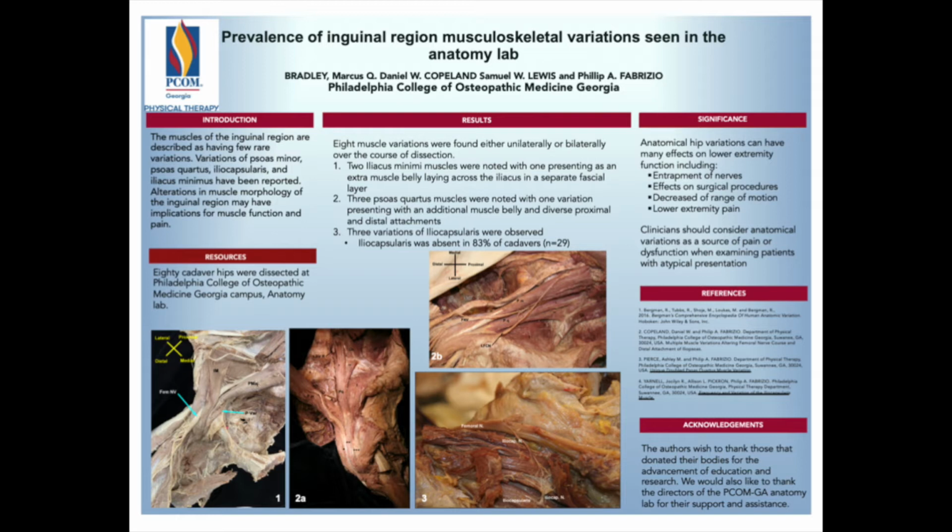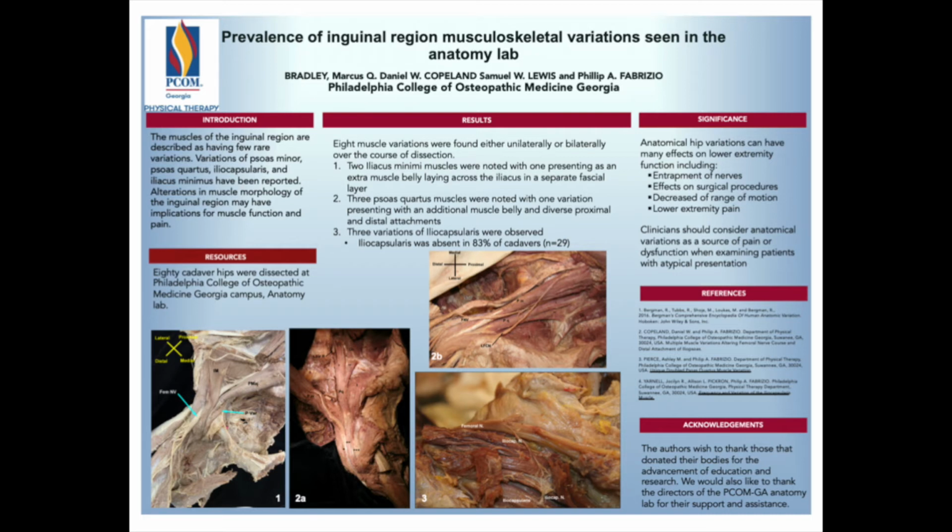My name is Daniel Copeland, and I'm going to be discussing the implications of the muscle variations that we found in the anatomy lab. First of all, some of the variations, such as iliacus minimus and psoas quartus, could lead to nerve entrapment, specifically on the femoral nerve. This entrapment could cause pain and numbness and tingling that might go undiagnosed or diagnosed as something completely different.